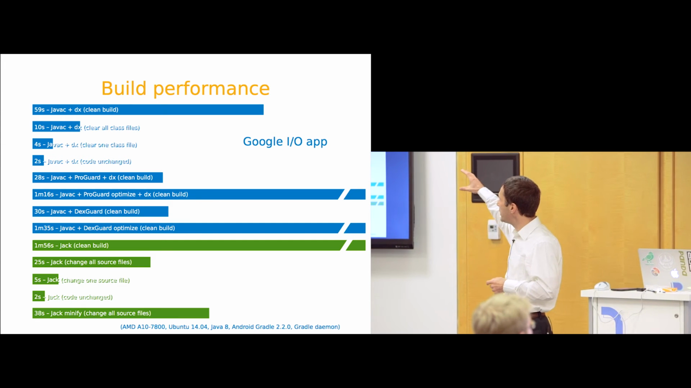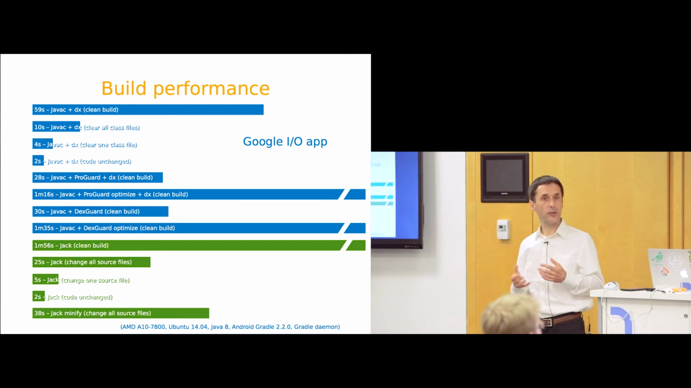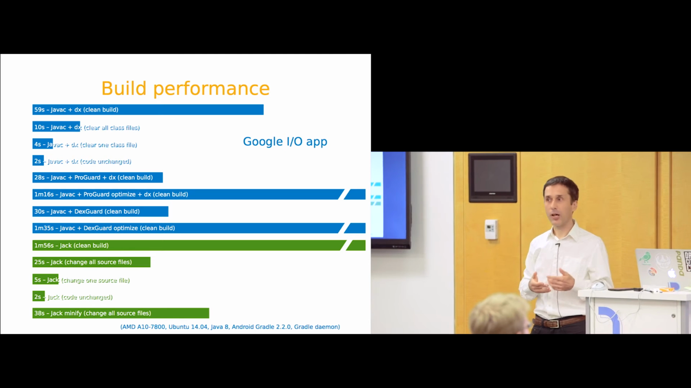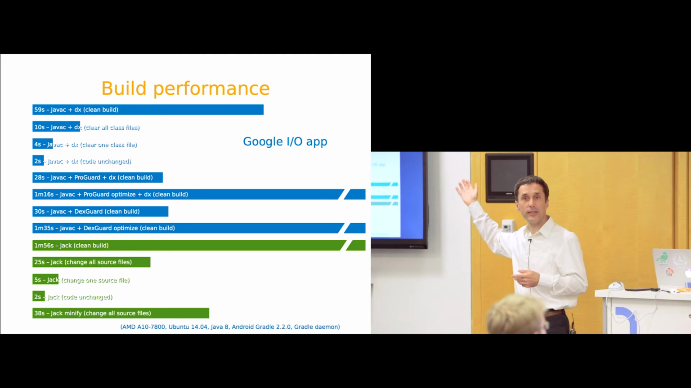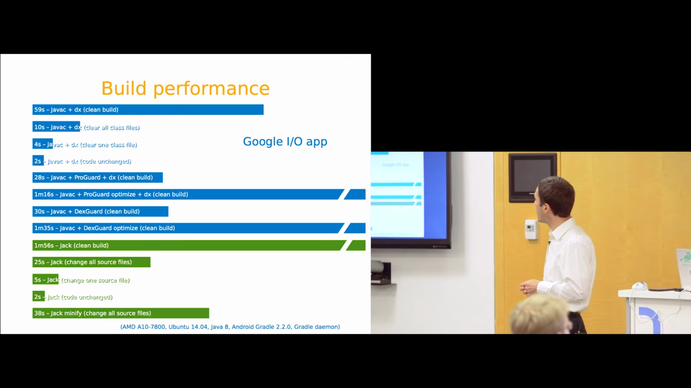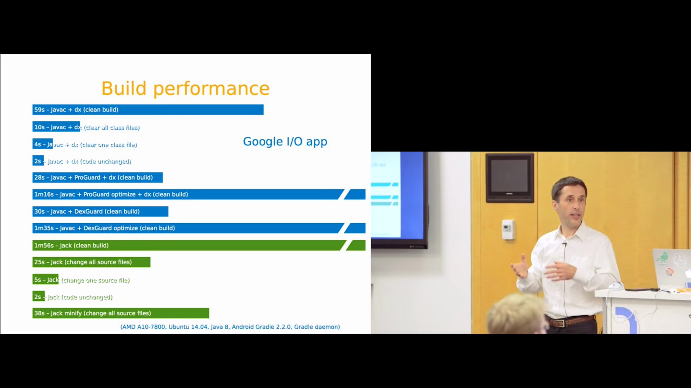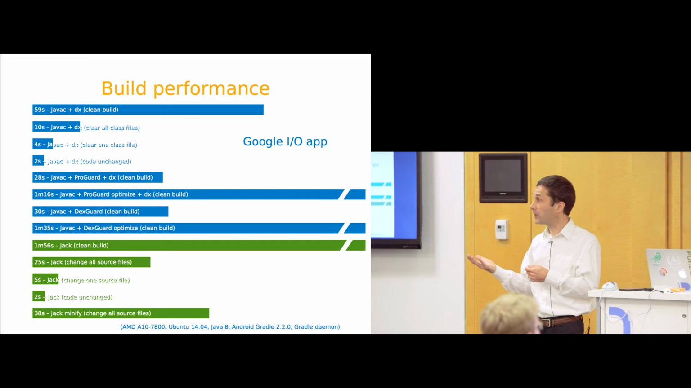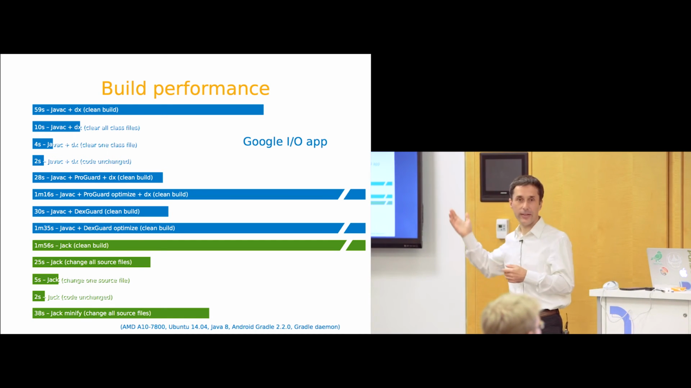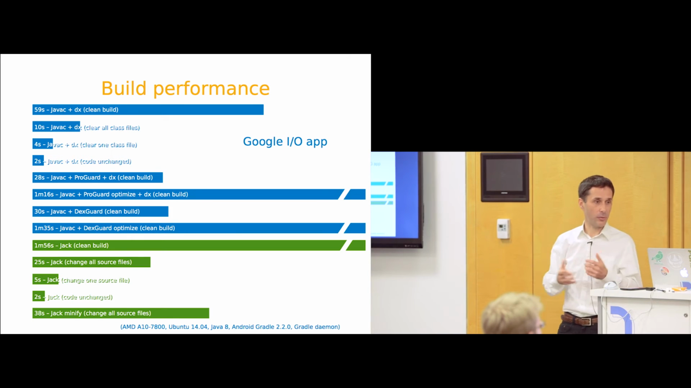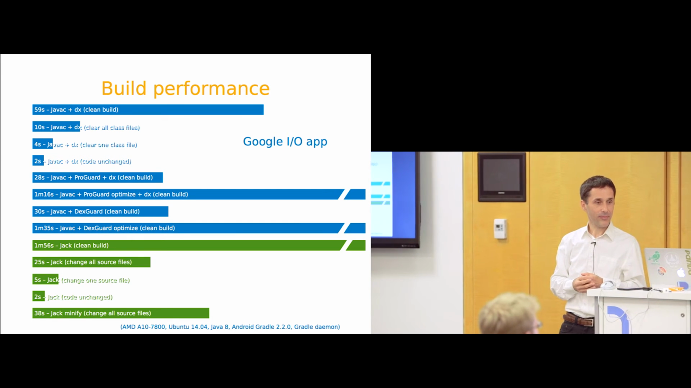At the top, you can see a number of experiments with the traditional tool chain, with the DX compiler and the Javac compiler. If you do a clean build, it takes about a minute on my computer, not terribly fast. But if you do incremental builds, changing a number of files, changing just a single file, then that speed will increase, so the build time will be reduced.